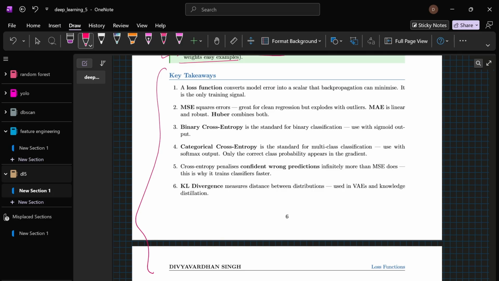MSE, squared error, is powerful for linear regression but dangerous for outliers. MAE is linear and robust but loses gradient information. Huber combines both intelligently. Cross entropy aggressively penalizes confident wrong predictions. That's why classification training is so much faster than with plain MSE.